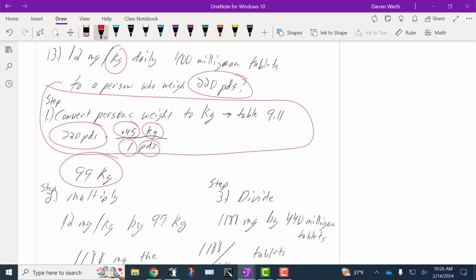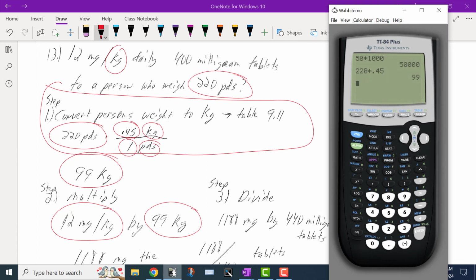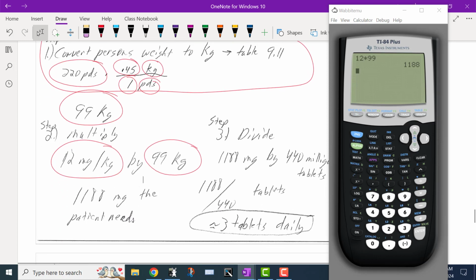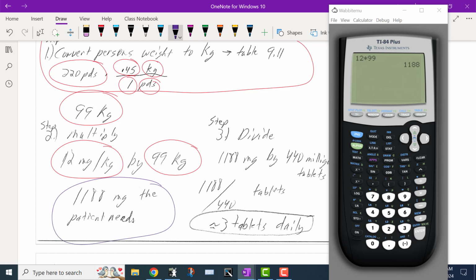So now we've made that conversion. We're going to need 12 milligrams per kilogram daily. So I'm going to have to multiply that 12 times 99 to find out how many milligrams this particular patient needs. Take a calculator and take 12 times 99, and that comes out to be 1,188. So the number of milligrams they need is 1,188. That's your second step.